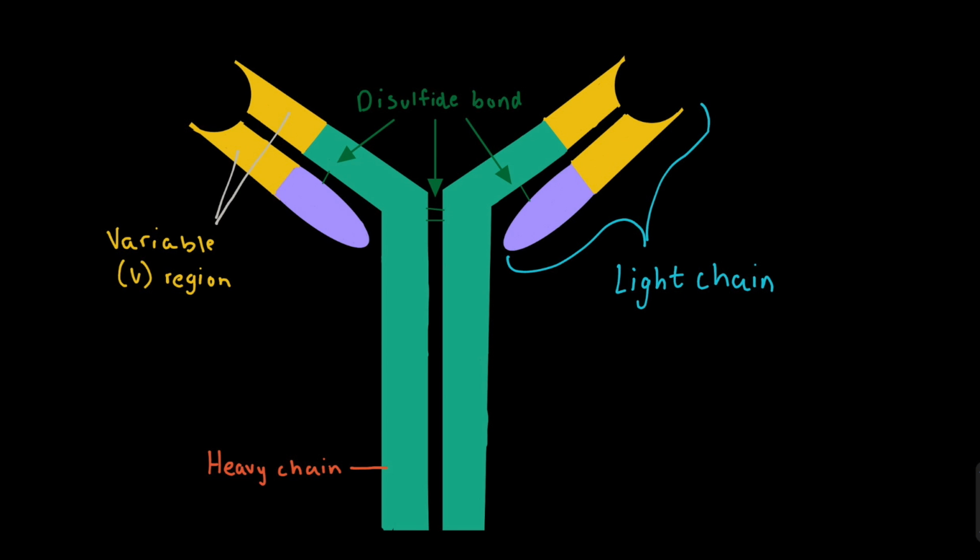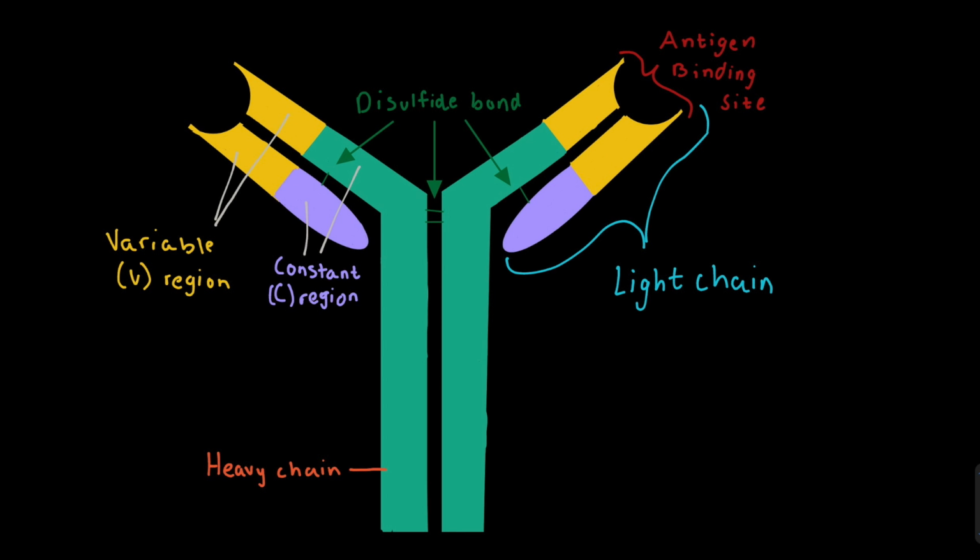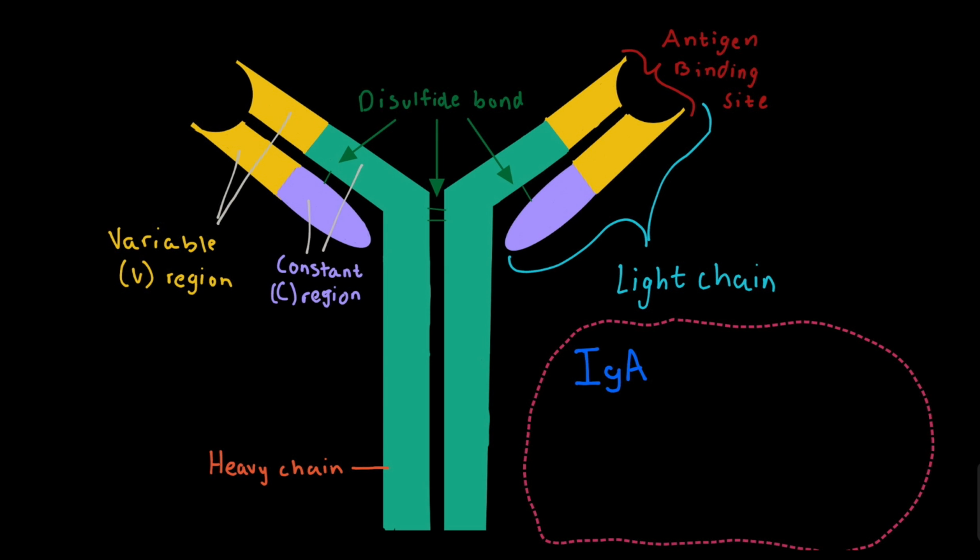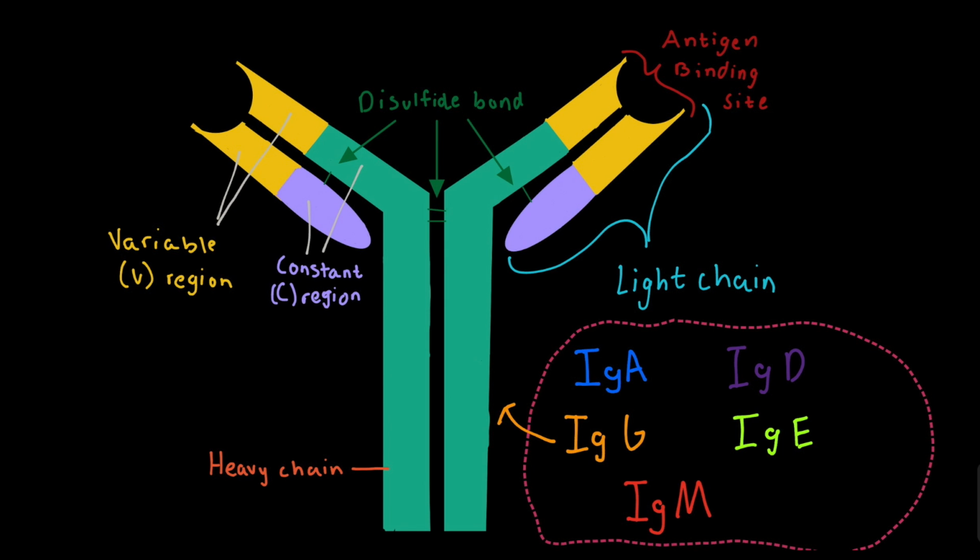Each chain will have a variable region which combines to form the antigen binding site of the antibody. Each chain will also have a constant region which determines the antibody's class or mechanism of the antibody. There are 5 classes of antibodies: immunoglobulin alpha, immunoglobulin delta, immunoglobulin epsilon, immunoglobulin gamma, and finally immunoglobulin mu.